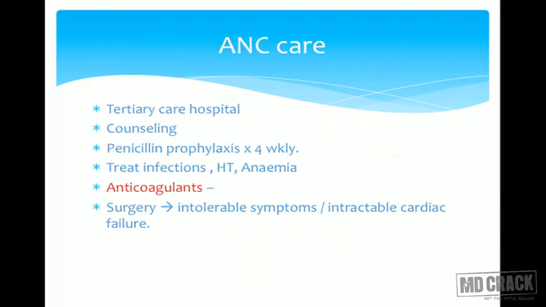ANC care, as we said, should be in tertiary care. Counseling should be properly done. They should be warned that the disease can progress this way and these would be the complications. If it would need immediate care, that also in a tertiary center, so they should report immediately. So all these things should be told to them beforehand. If any infections are there, they should be adequately treated. Hypertension and anemia should be under control.